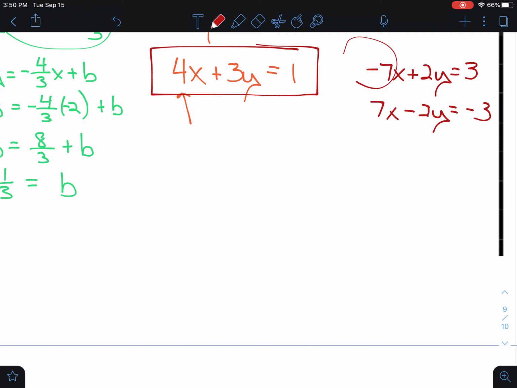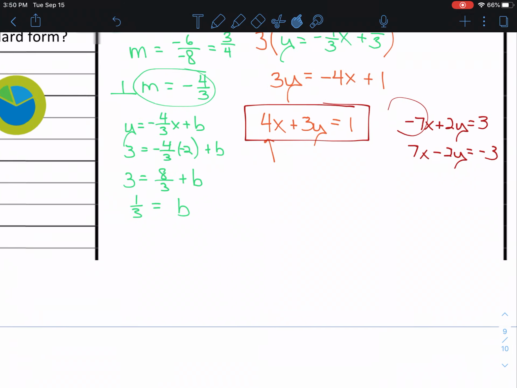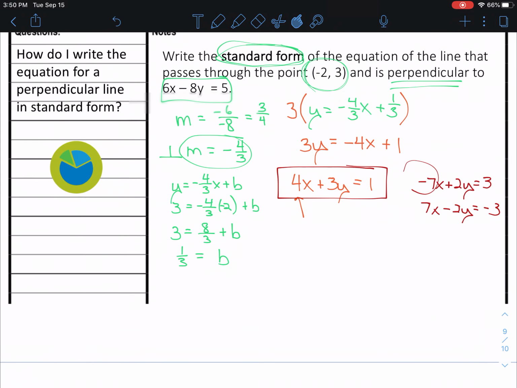So this would be my answer for this problem then. A line that's perpendicular to 6x minus 8y equals 5 and passes through the point -2, 3. All right, hope that makes sense.